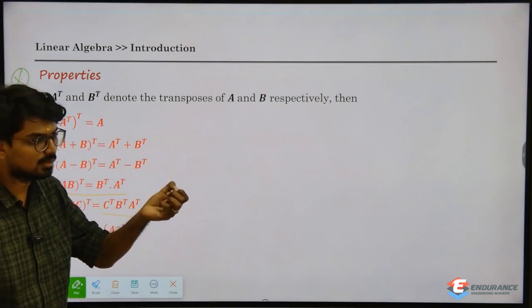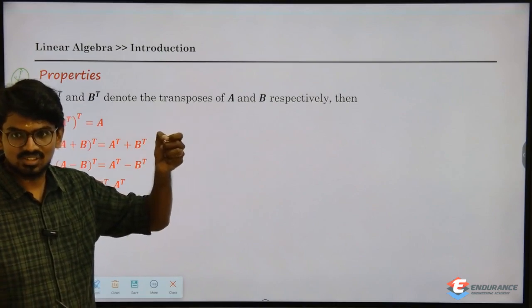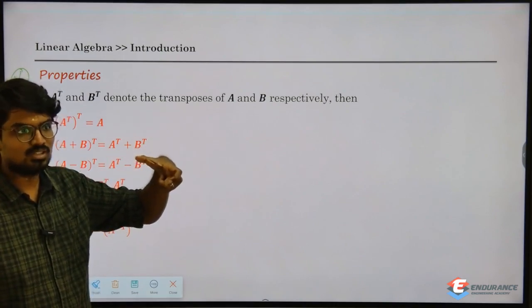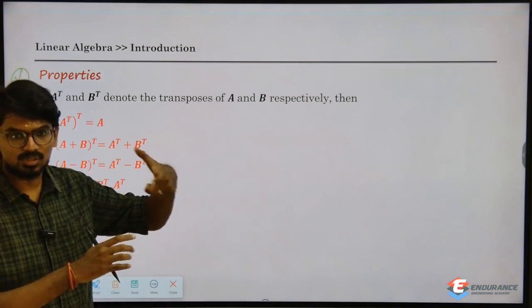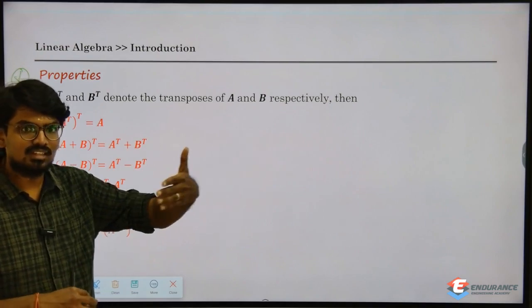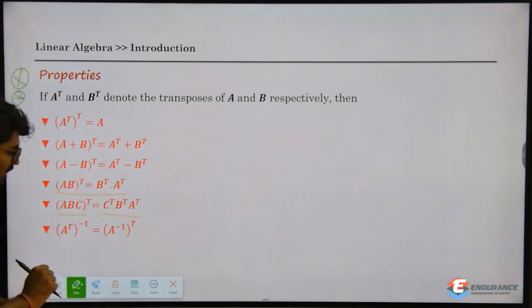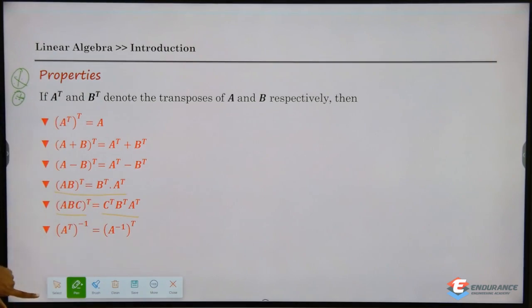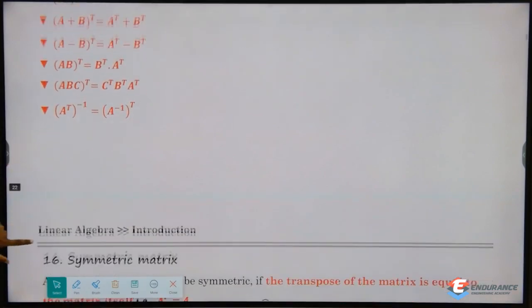If suppose a question is going to take 2 minutes to answer, you will be able to answer the same question in 30 seconds. That big a difference will come. If you know the properties well, as soon as you see a question you will know which property to use, and you can literally reduce the time to a quarter. Otherwise it will consume more time. Okay, that is regarding transpose.